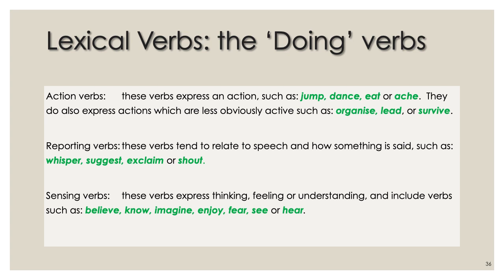The reporting verbs you'll all be familiar with for when you're looking at children's writing of narrative, and they relate to speech and how things are said. So verbs such as whisper, suggest, exclaim, or shout. And then the sensing verbs, which often are the ones where children can't spot them as verbs because there's not much doing in them, the words that express thinking and feeling or understanding. And typical verbs here might include believe, know, imagine, enjoy, fear, see, or hear.